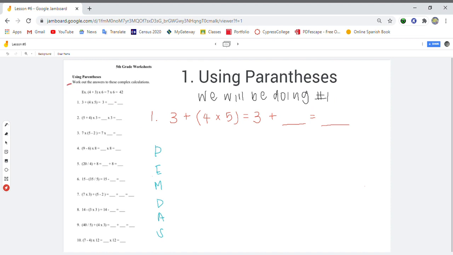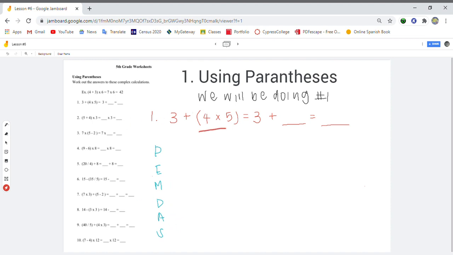And it says work out the answers to these complex calculations. Number 1, 3 plus parentheses, 4 times 5 parentheses. So if you guys remember the PEMDAS rule, over here I wrote it out for us. You'll see that P on the way top means parentheses. So we'll have to do the operations inside the parentheses first before doing any other operations.